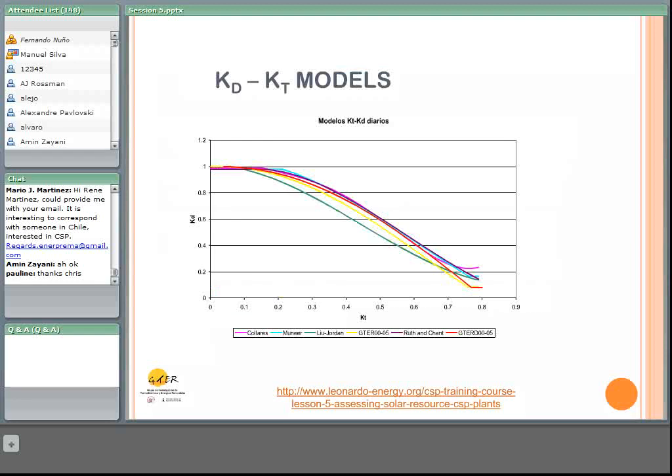This is an example of the comparison of different models of this type, the decomposition models. In this case, it's for daily values, and as you can see, different models give different results. This is a comparison we made in the frame of one of our studies, but as you can see, there are some differences between different models that, of course, lead to different estimations depending on which one you use.